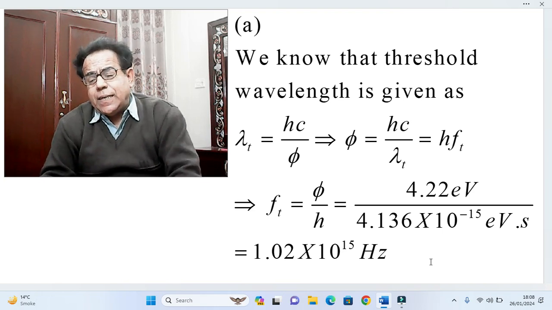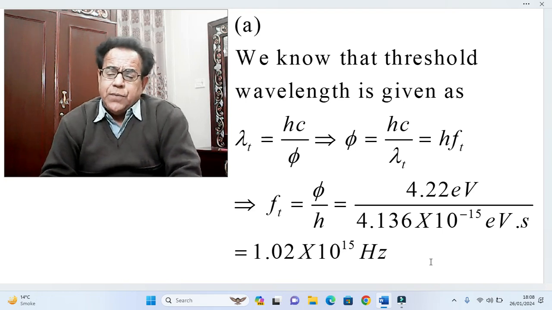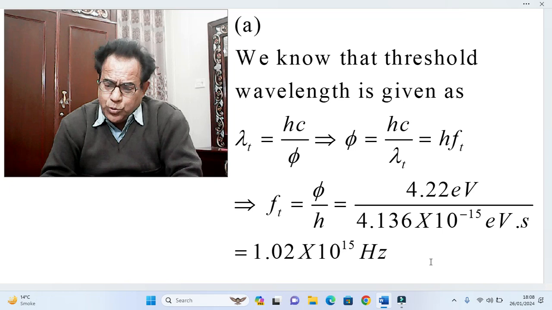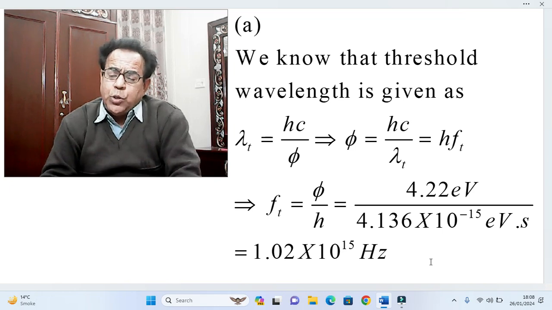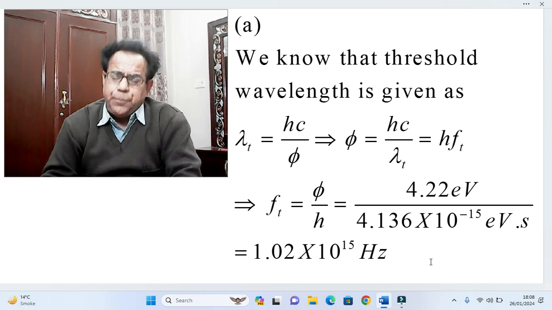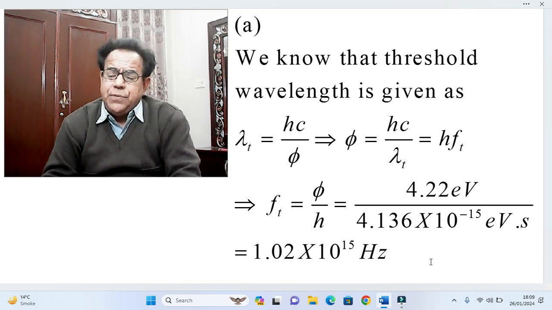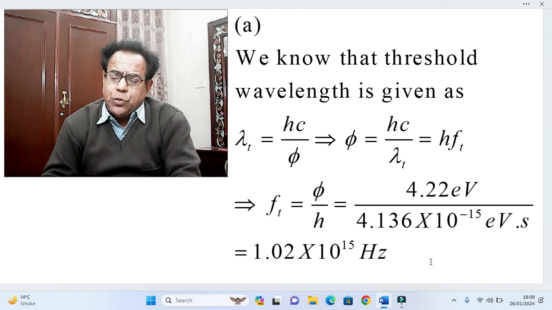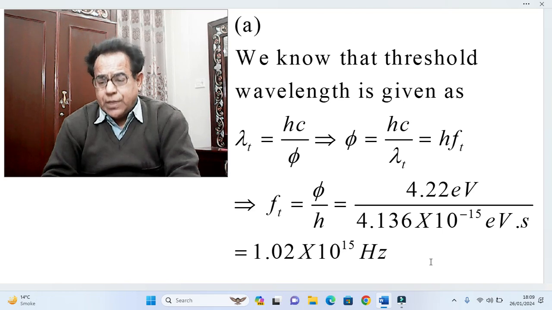Frequency and wavelength are reciprocally related with the involvement of c, the speed of light. That is to say, frequency is equal to speed of light divided by wavelength, and wavelength is equal to speed of light c divided by frequency. So from here, if we want to keep ft, that is threshold frequency, on one side, then threshold frequency ft will become equal to work function phi over h.